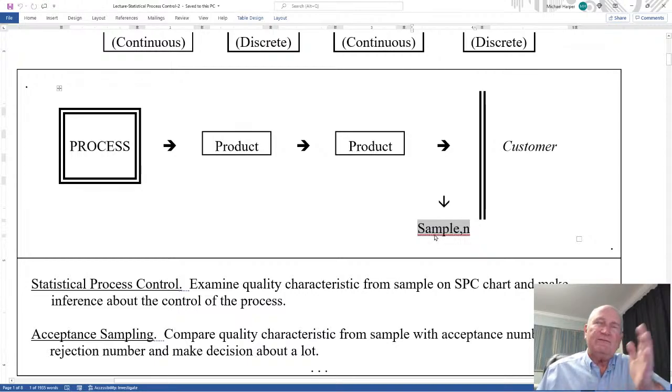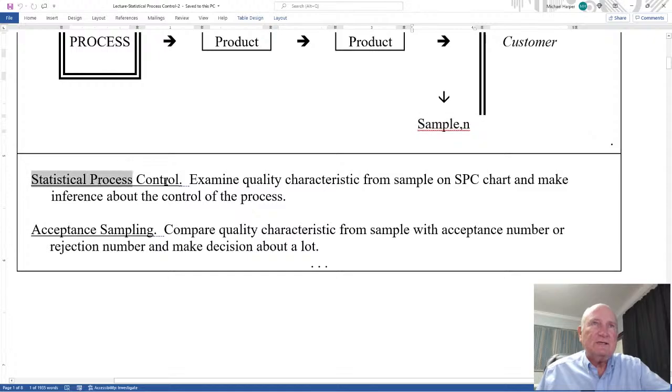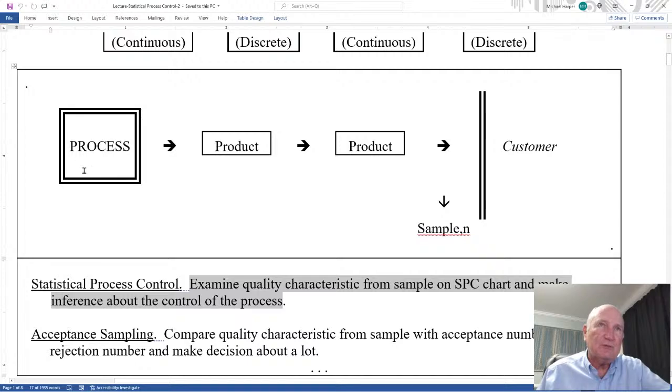If it's good quality, fine, send it to the customer. If it's bad quality, then you go back, and there's two different approaches. The first approach is the process control, which we will look at in this lecture. You'll examine the quality characteristic from a sample on a statistical process control chart and make an inference about the control of the process. So that goes back to the process and makes inferences on the process. Is it in control? Is it not in control?